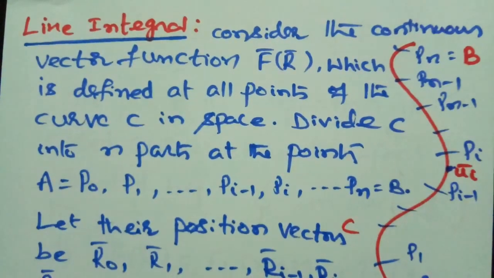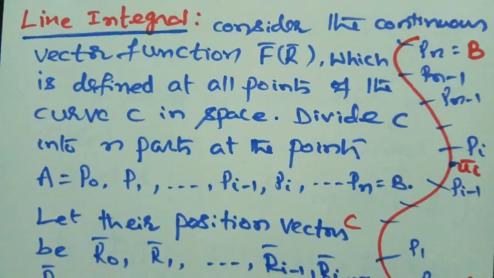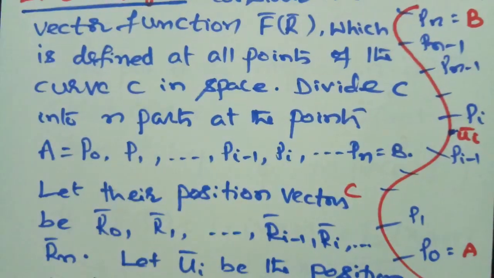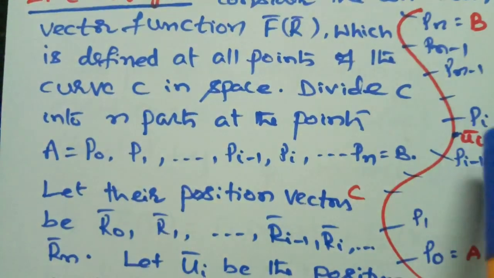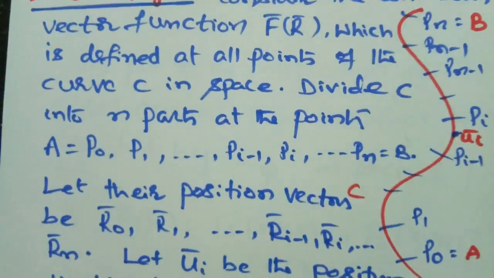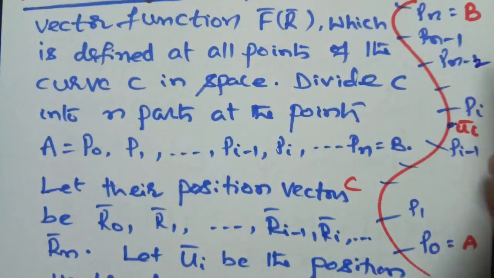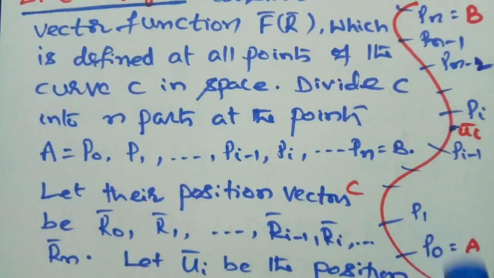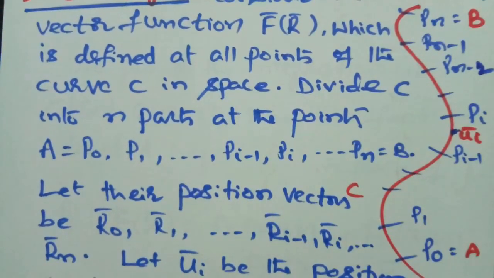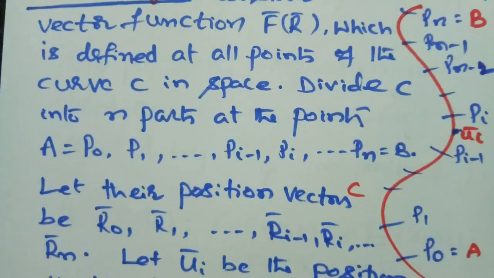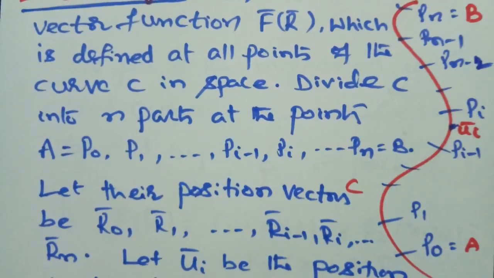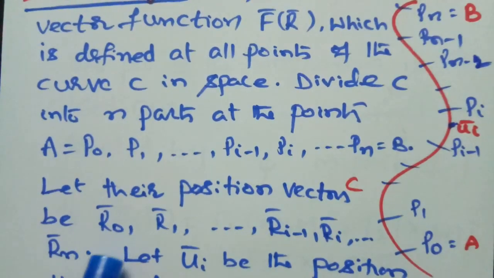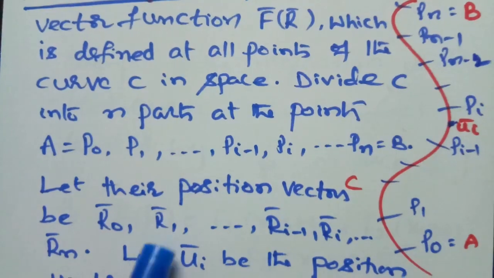Now divide this curve into n parts at the points P0, which is equal to A, and P1, P2, P3 and so on, Pi minus 1, Pi and so on, Pn minus 1, and Pn is equal to B. So we are assuming that P0 is equal to A and Pn is equal to B, and let their position vectors be R0 bar, the position vector of P0, R1 bar, the position vector of P1, and so on.